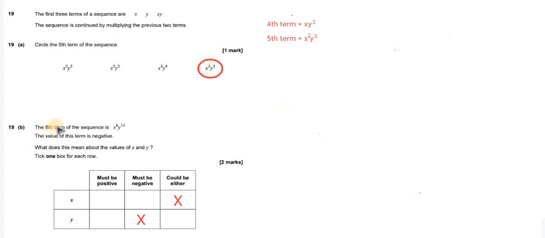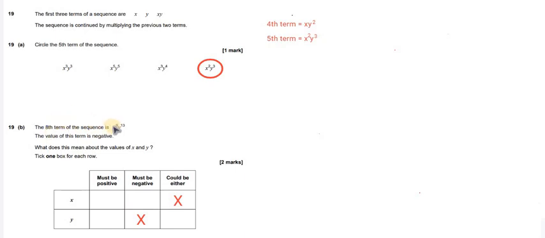Part B. The 8th term of the sequence is x to the power of 8, y to the power of 13. The value of this term is negative. What does this mean about the values of x and y? Tick one box for each row. So they're saying if x and y were actual numbers, and those numbers were plugged in, that the 8th term would be negative. So what does this mean about the values of x and y? X could be either, and y would have to be negative for the 8th term to be negative.